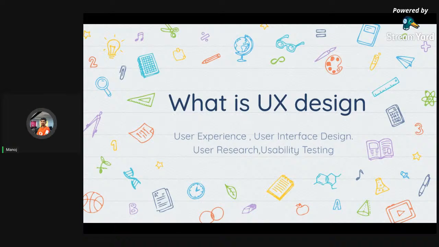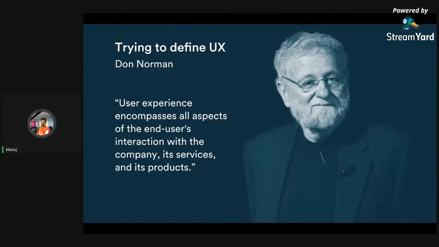So let's define UX. This is Don Norman. He was a design architect at Apple, and now he's also known as the father of UX. He has written multiple books, and one good book is The Design of Everyday Things. User experience encompasses all aspects of the end user's interaction with the company, its services, and its products, starting from when you buy the product to support, every point of the product UX.